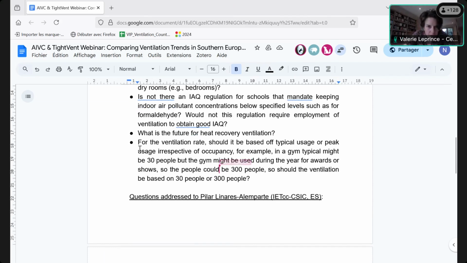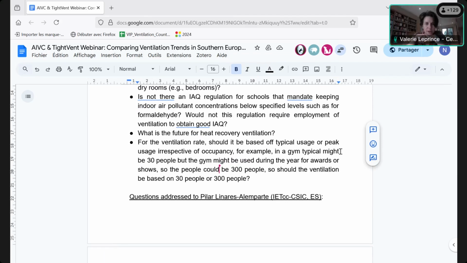So, question for now, for the ventilation rate: should it be based on typical usage or peak usage, irrespective of occupancy? For example, in a gym, typical might be 30 people, but the gym might be used during a year for awards or shows, so the people could be 300 people. So should the ventilation be based on 30 people or 300 people?